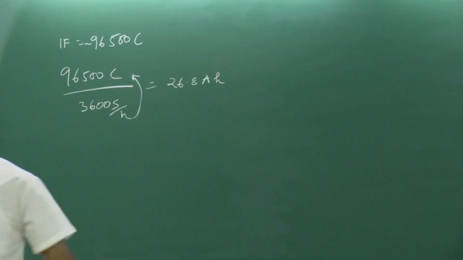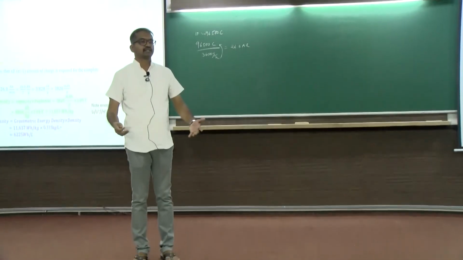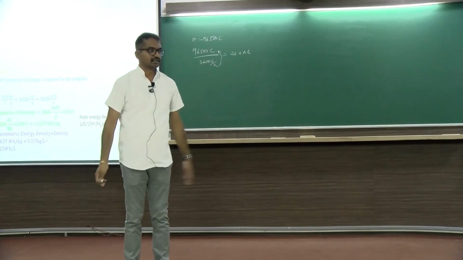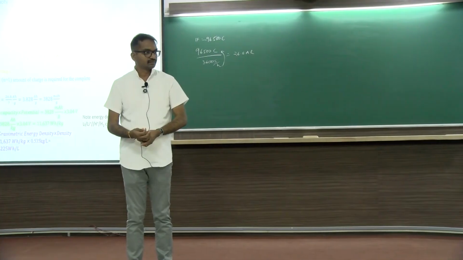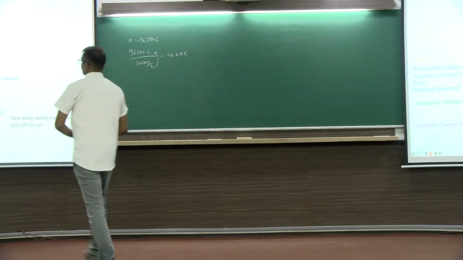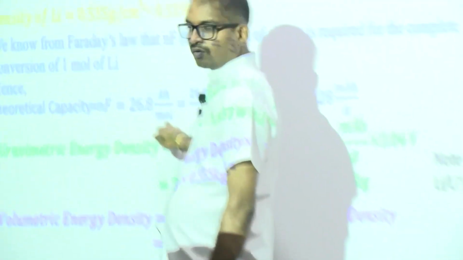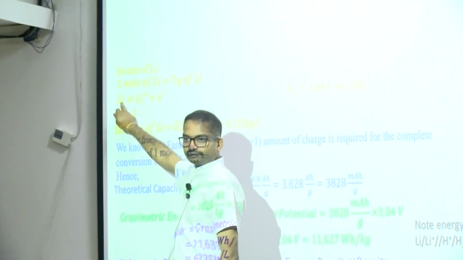Okay, so it's again stoichiometry. So I can say 1 mole of lithium can give me 26.8 ampere hour of electricity. I can say that because they are all connected by stoichiometry. And now you see what I have done. You can also say 26.8 ampere hour per mole. Why? It is given by 1 mole of lithium.